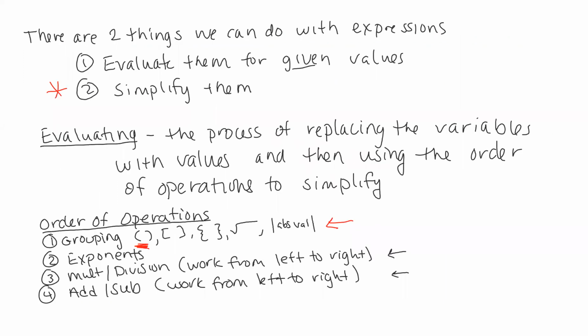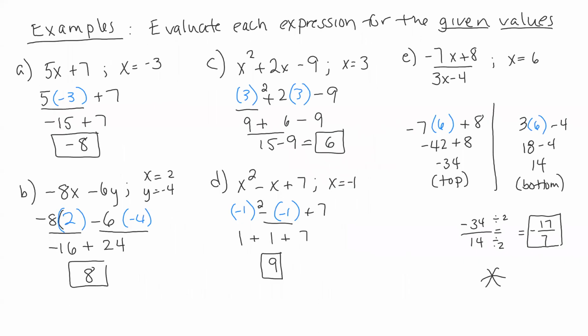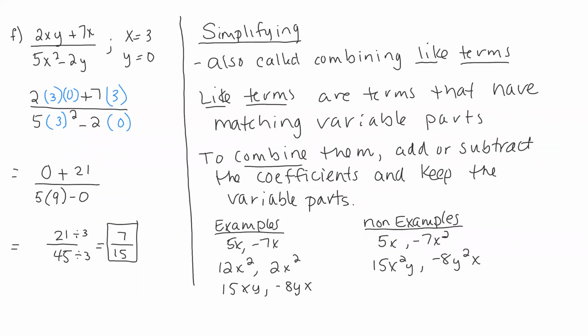Next, we looked kind of further at just what we can do with algebraic expressions. So at this point in our math career, we can evaluate algebraic expressions or we can simplify them. So we found that evaluating was the process of replacing the variables with values and then using the order of operations to simplify. We did a brief overview of the order of operations, and then we just looked at lots of examples of evaluating. So next up, we looked at simplifying algebraic expressions.